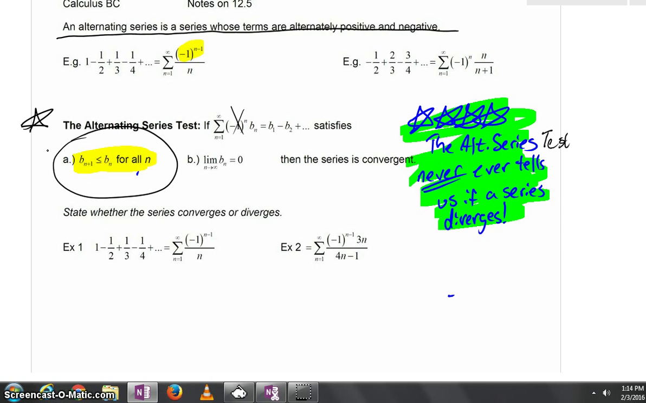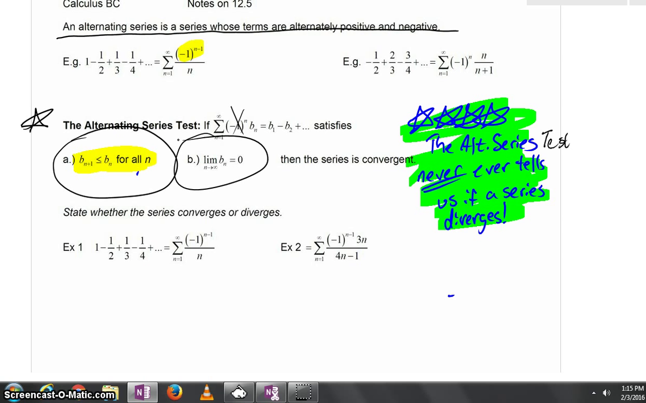The second condition says, now take the limit as n goes to infinity of b sub n, and if you arrive at 0, meeting both of those conditions, then you can say that the series is convergent. So meet those two conditions, and you're done.